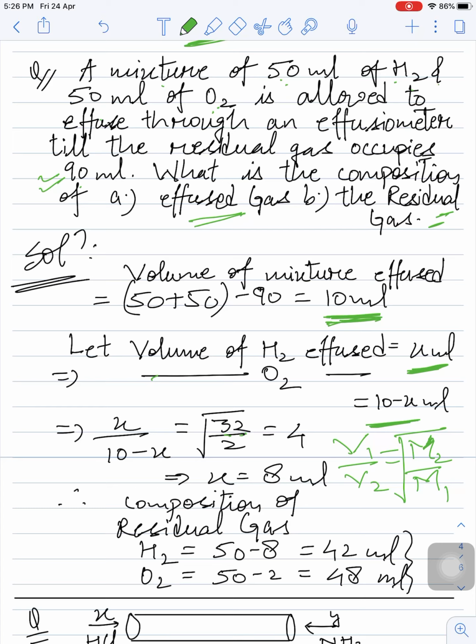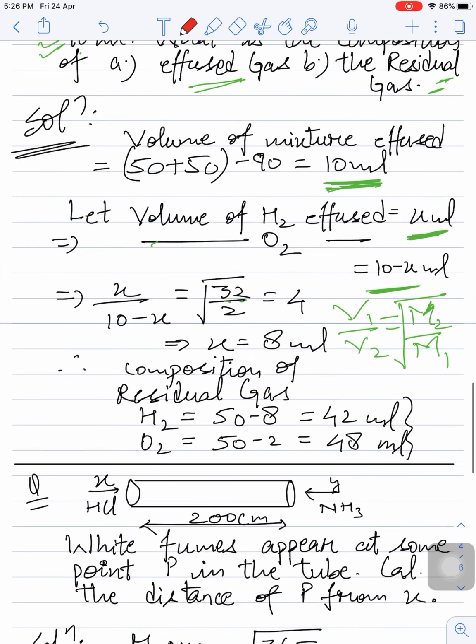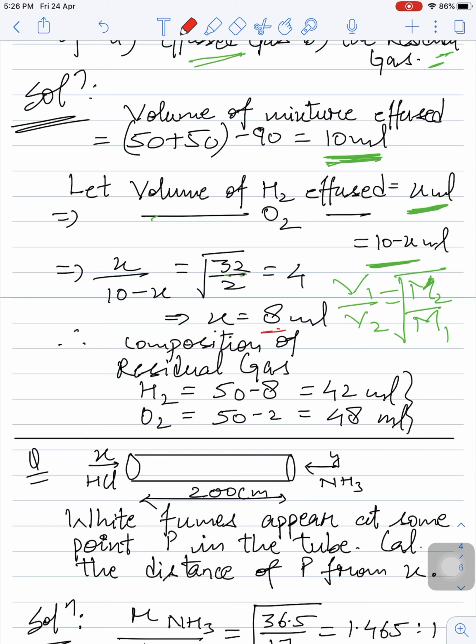So 8 ml of hydrogen is effused and hydrogen was 50 ml. Look into the question, it was 50 ml. That means if hydrogen was 50 ml, how much is left? 42 ml. And obviously now if hydrogen effused is 8 ml, total volume effused was 10 ml. So what do we say? 2 ml of oxygen is effused. So residual oxygen in the container or in the cylinder will be 50 minus 2, that is 48 ml. Right, you understood this question?